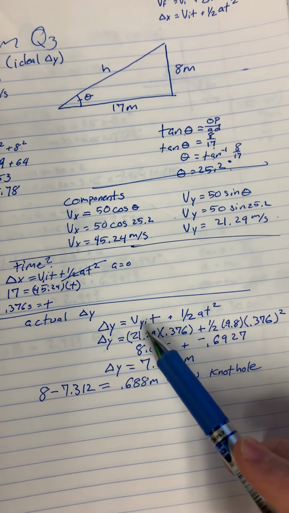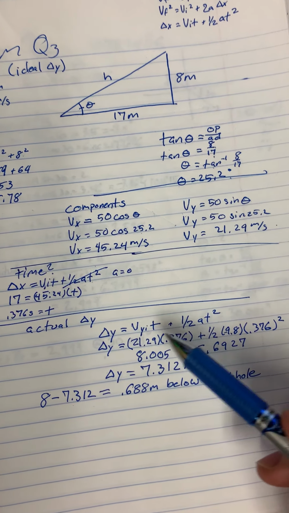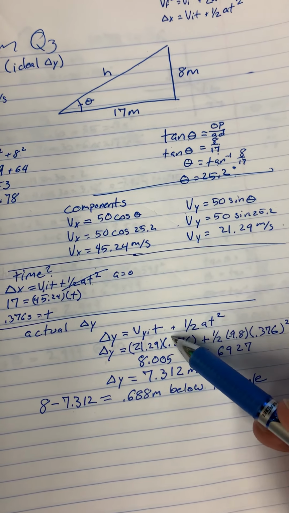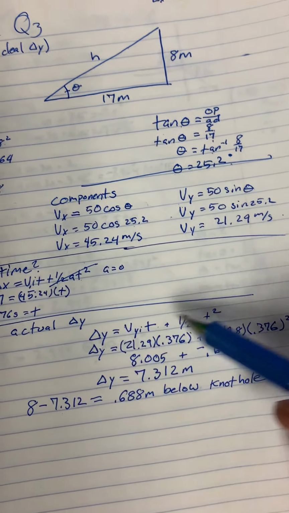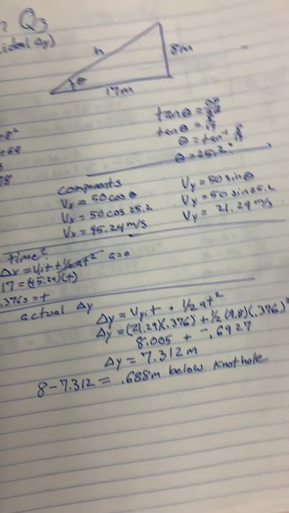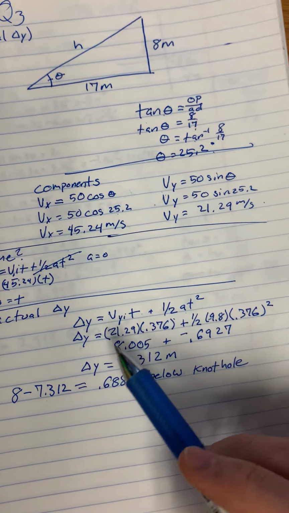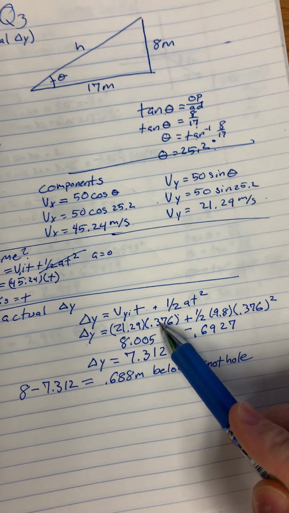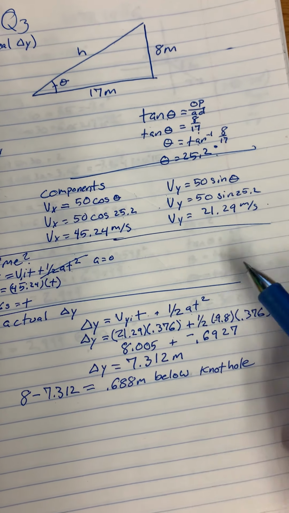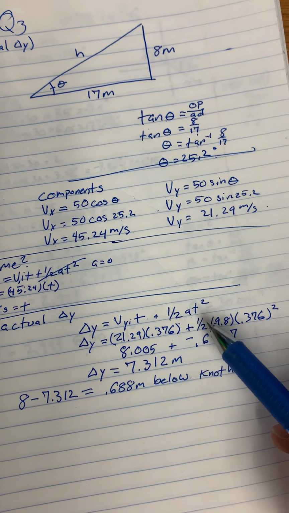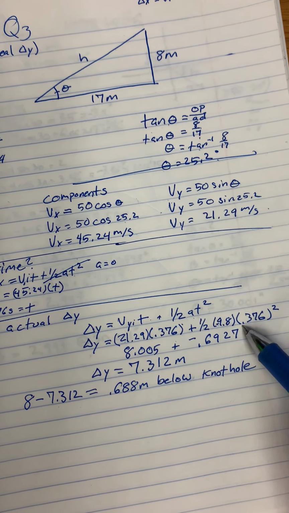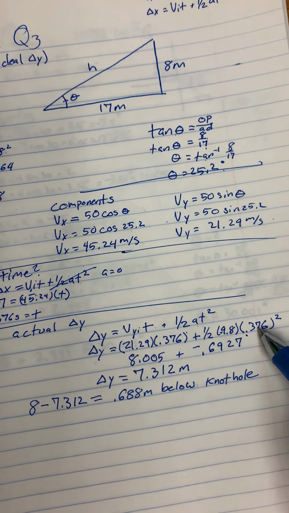So delta y equals vyi times time, plus 1/2 at squared. Neither of these values are going to be 0, so you plug in all your numbers here. You get your y component of the paintball, which is 21.29, times the time, which is 0.376, and then added to 1/2 times negative 9.8 times 0.376 squared.